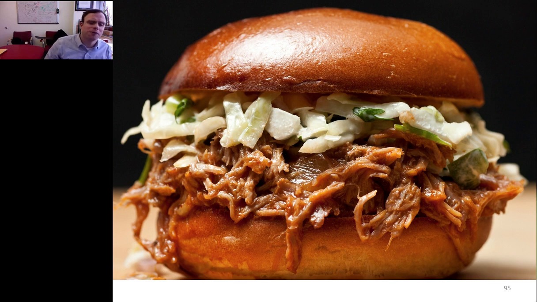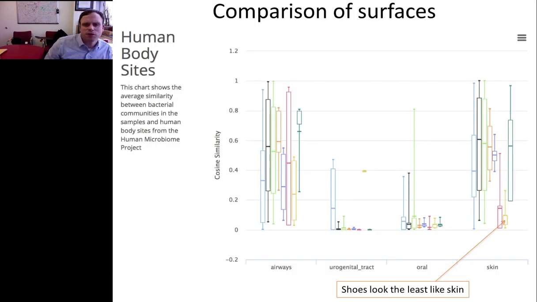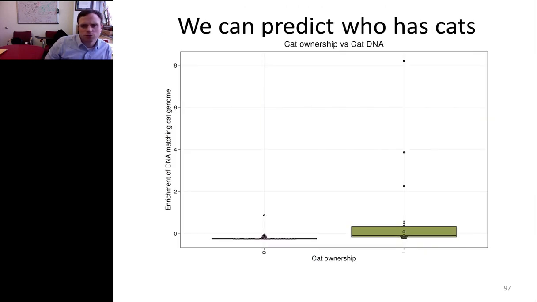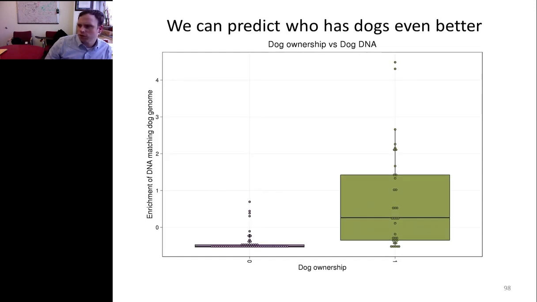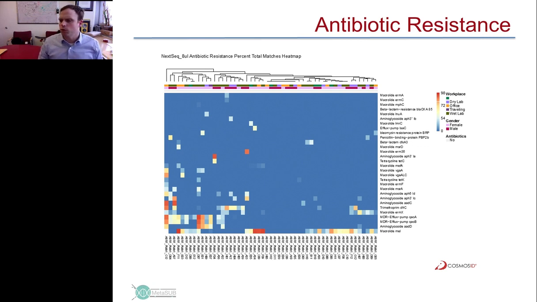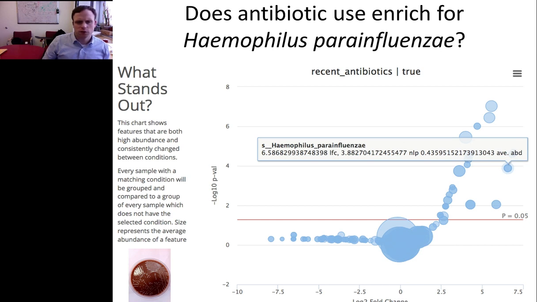We also then looked at other comparisons of what is the cosine similarity to known body sites, and shoes look the least like skin, but a lot of other samples do look like skin. And we could also see a little bit of a signal for people who say they have cats, and for people who had dogs, a much stronger signal was present. So it kind of serves as a forensic tool as well as a discovery tool from the shotgun sequencing, which was kind of fun. And of course, we saw antibiotic resistance present in a lot of people's phones, which we find pretty commonly in a lot of places. And also, one last bit of hypothesis generation is that we could see people who had just taken antibiotics had a pretty different profile from those who didn't, and maybe enriched for a Haemophilus organism, which we thought was kind of an interesting hypothesis from the data.